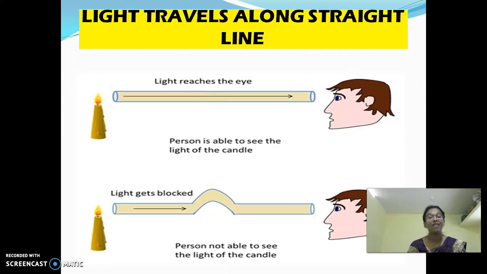We saw one more important point, that light always travels along a straight line. Have you performed this activity, children? If you perform it, take a video and send it in classroom. Otherwise, take a shot of the activity and post it in our WhatsApp group also.